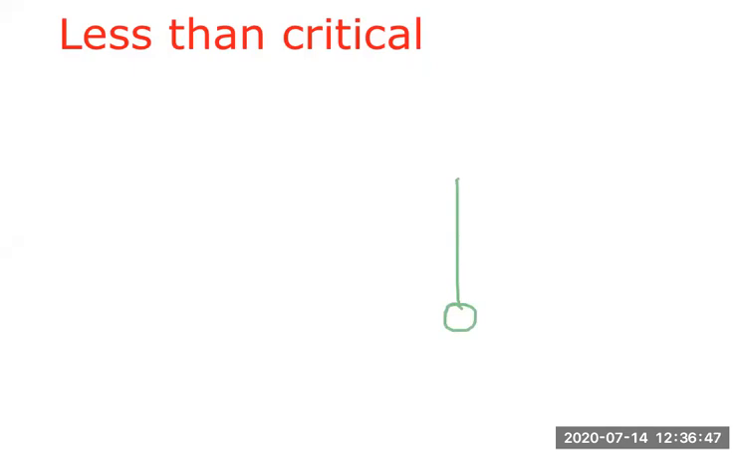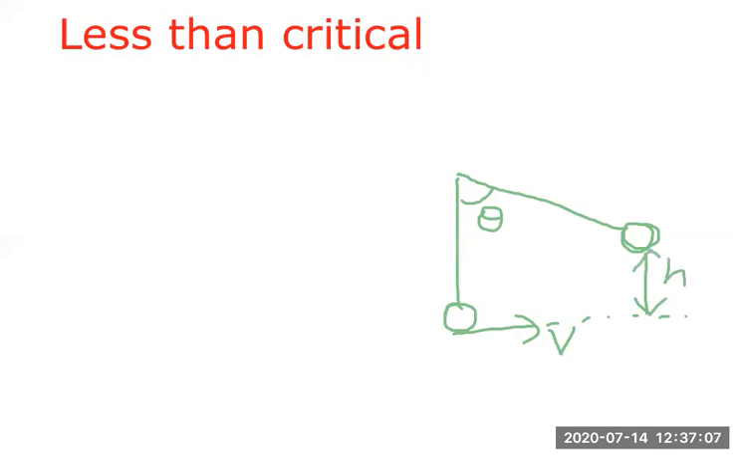So what happened now? We projected the body at the bottom with velocity V, and it rises to some height and comes to rest here. It rises from ground level to a height H and comes to rest. It is not able to make a circle. Actually, if the velocity is critical or greater than critical, it will make a circle like that.